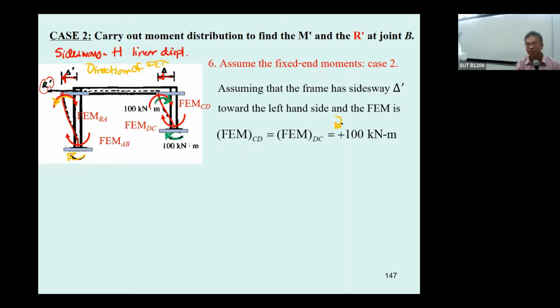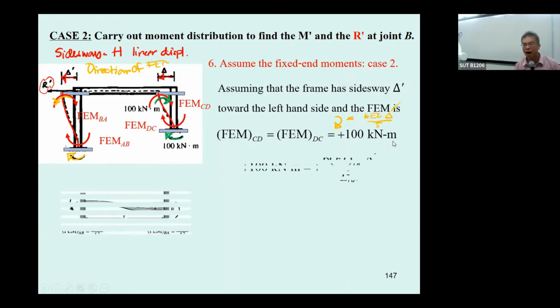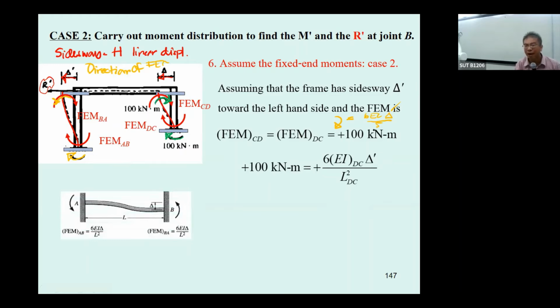And this is going to be equal to what? This is going to be equal to 6EI delta over here divided by its length. If I'm correct, that's supposed to be 5 and then squared. And then you just plug it in, equal to 100, and you are looking for the EI sub DC delta.